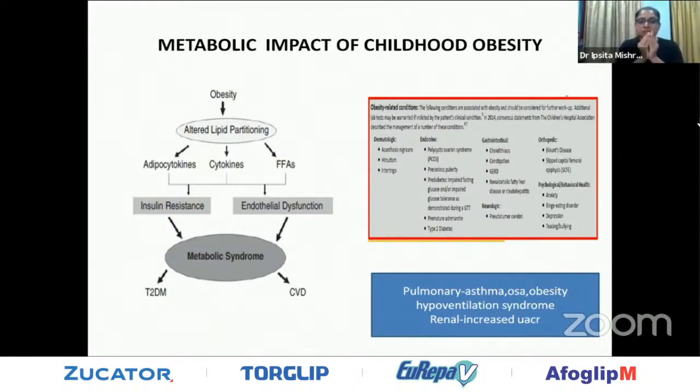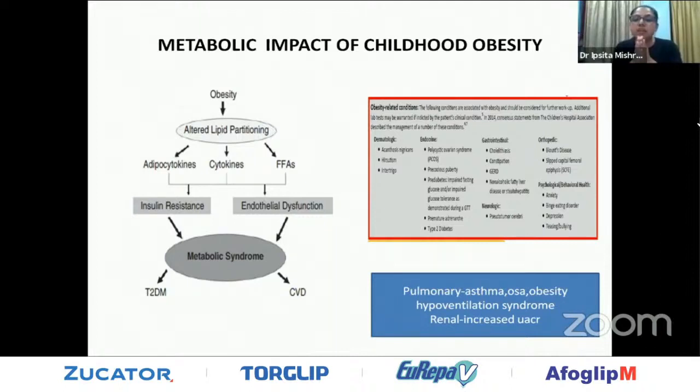So what this causes in a nutshell is, when excess fat gets accumulated, it causes an altered lipid partitioning where fat goes and deposits into abnormal sites. So this leads to an alteration in your adipocytokine milieu, which sets in the insulin resistance and endothelial dysfunction that lays the foundation stone for metabolic syndrome.